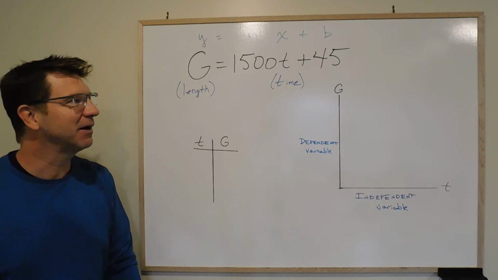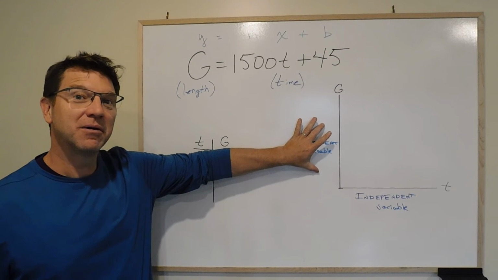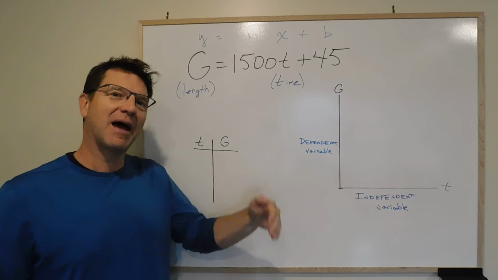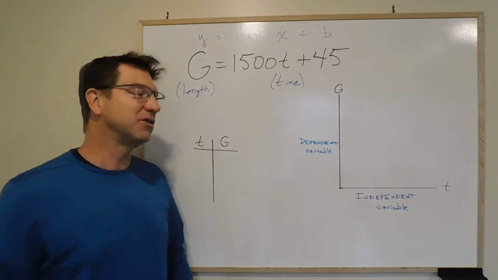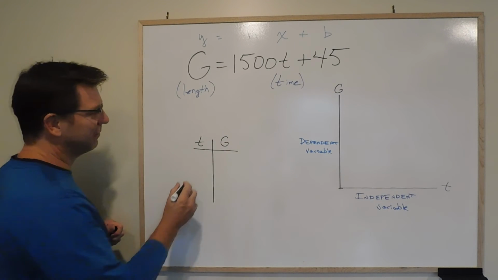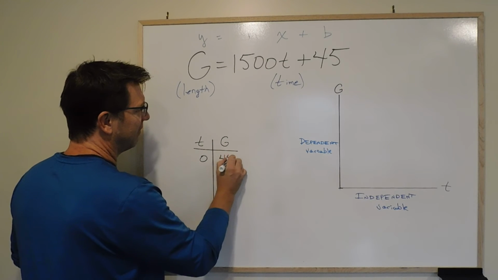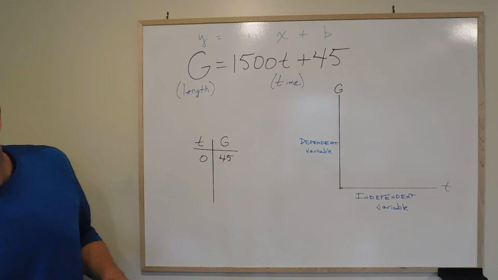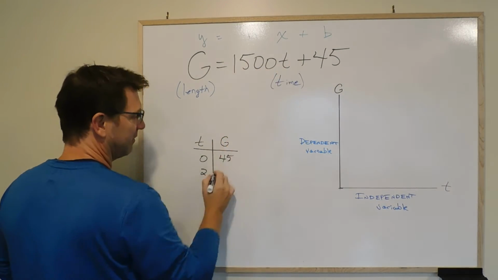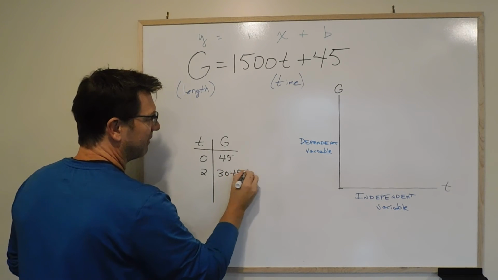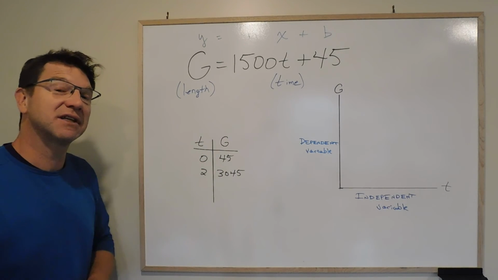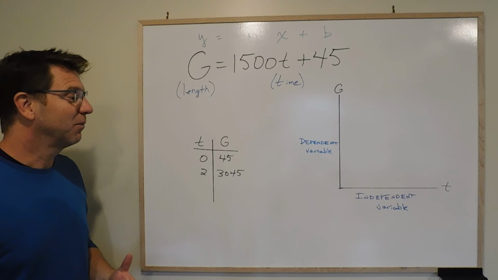Same thing for the length of the amoeba. The length of the amoeba will get larger, but it will be dependent on the passage of time. Passage of time is independent because it happens all the time. You can't stop it, it just continues and continues. So what you're looking at on the group of slides is that this one was 0 and 45. And then I believe the next one we used time of 2. And then we put in a 2, 1500 times 2 is 3000, and 3045, okay? Now I'm not going to graph this because you have this table of values and you have the graph in the slide, but it's understanding what it means.